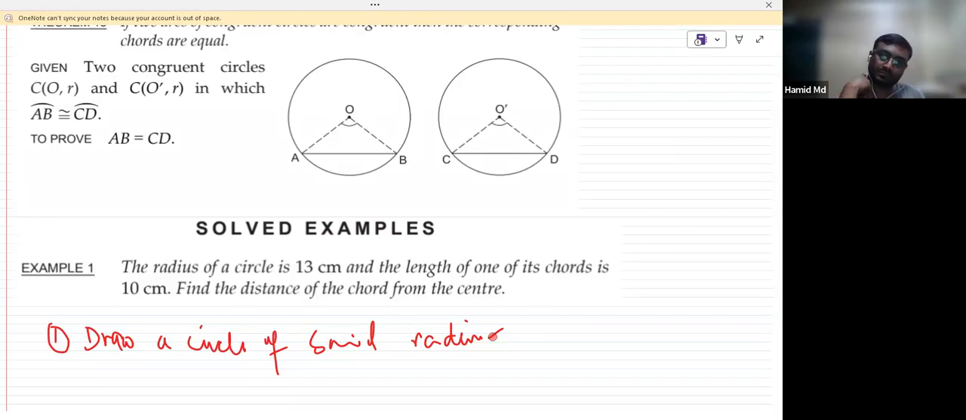So the radius is so big, I can't even draw the circle. That's the problem. So what you do, just take some small number. Okay, 15 centimeter, 13 centimeter. My compass can't even take 13 centimeters. So just draw a 5 centimeter radius circle. It is still big, but 5 or 3 centimeter.